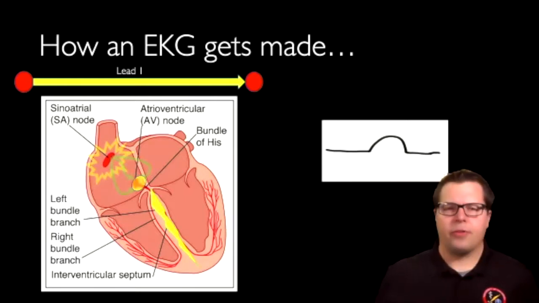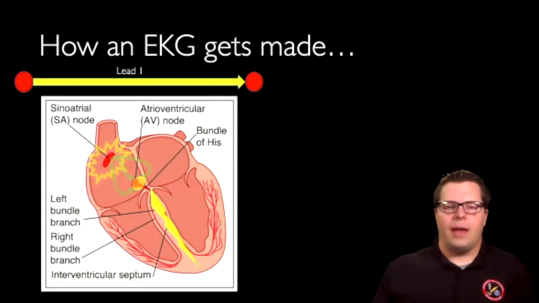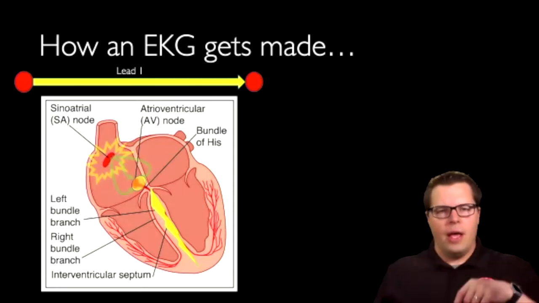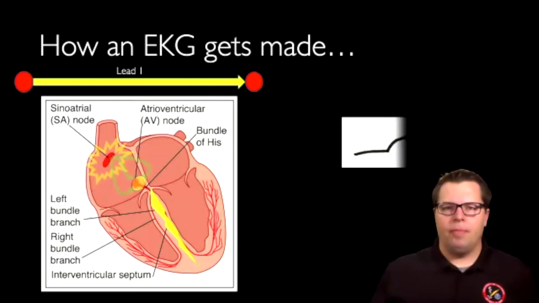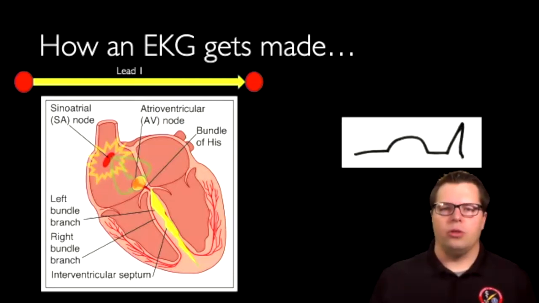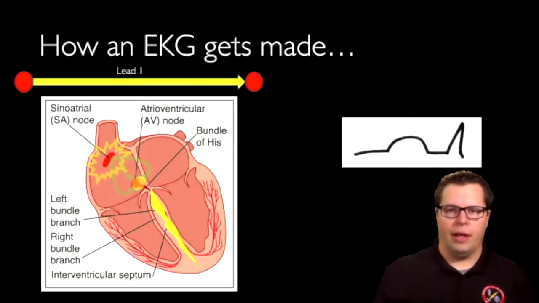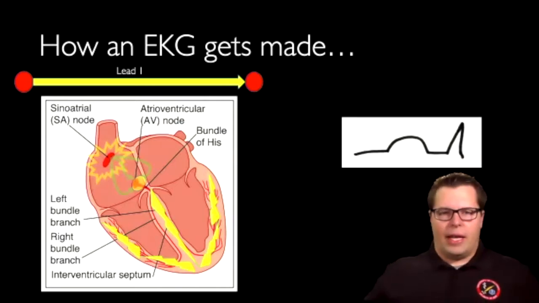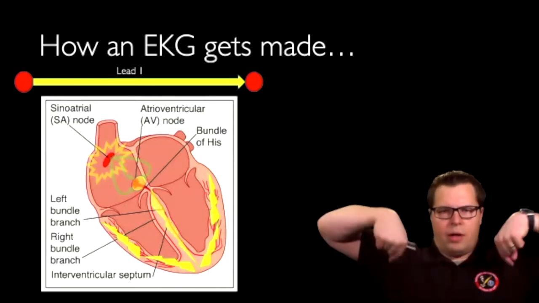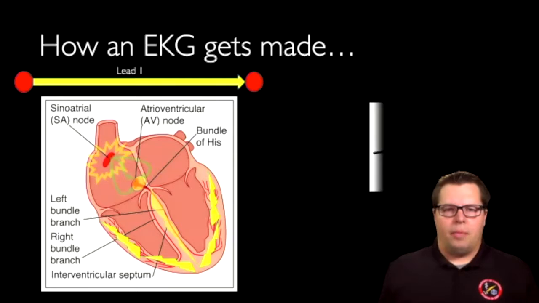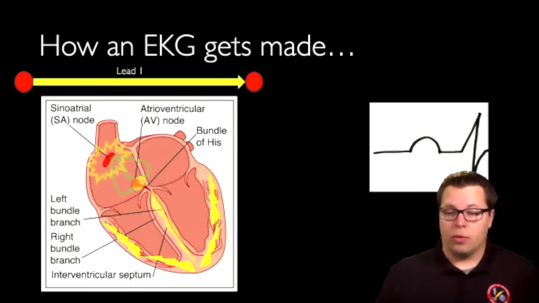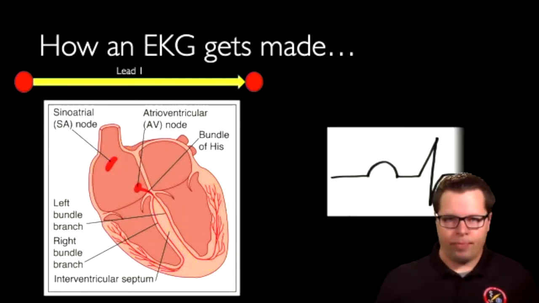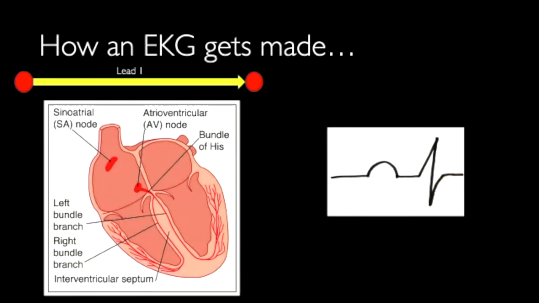Talking too much, sorry. After the AV node releases that charge, though, it goes down along the AV septum, which starts to create your QRS complex, usually an R wave. And then when it gets to the bottom of the heart, it goes around, makes a U-turn, and then goes back up the other direction, which makes the rest of your QRS complex. Almost done with this guy here.